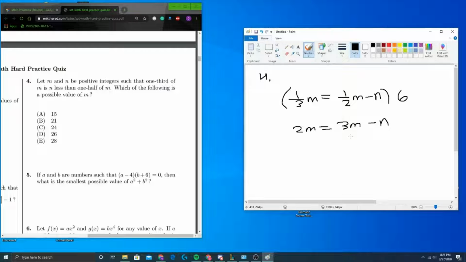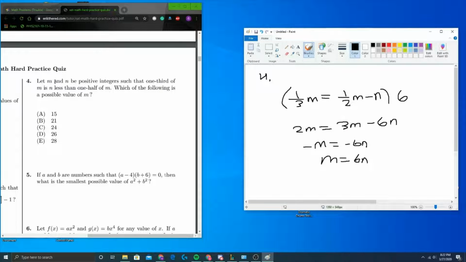I feel like I'm doing this wrong. Am I doing this wrong? 2m is equal to 3m. Oh, my bad. I didn't multiply the n by 6. Sorry. Let's go. I was very confused there for a second. 6n. Now what we're going to do is solve for m. Let's go minus 3m on both sides. We get negative m equals negative 6n. Take the negatives out. m is equal to 6n.